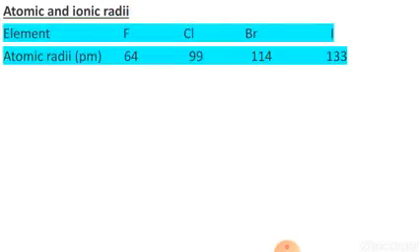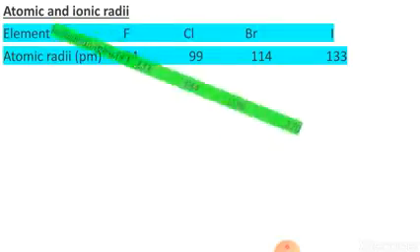Now students, the next property is atomic and ionic radii. As you know, the halogens have the lowest atomic radii in their respective periods, that is, from left to right the atomic radius decreases. This is due to the maximum effective nuclear charge of halogens in their respective periods. Now dear students, down the group atomic and ionic radii increase. This is due to the increase in the number of shells.